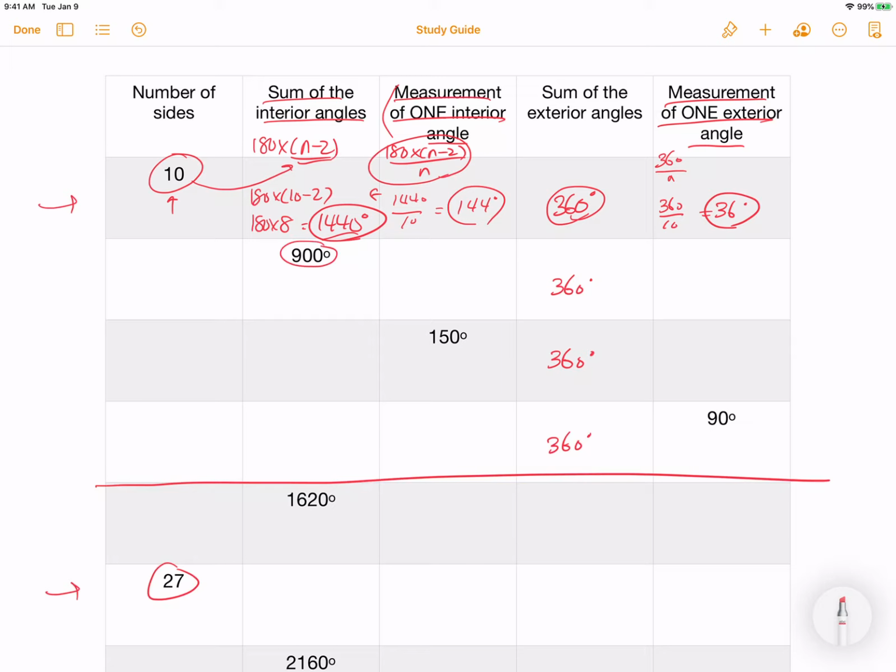Alright, so 900. I'm giving the sum of the interior angles as 900 degrees, and now what do I do in that case? Remember the formula was 180 times n minus 2 is equal to 900. The very first thing you need to do is divide both sides by 180. So when you do 900 divided by 180, you get 5. So n minus 2 is 5. When you add the 2 on both sides of this equation, you should get 7 for your number of sides. This is how you would solve for the number of sides in this case.